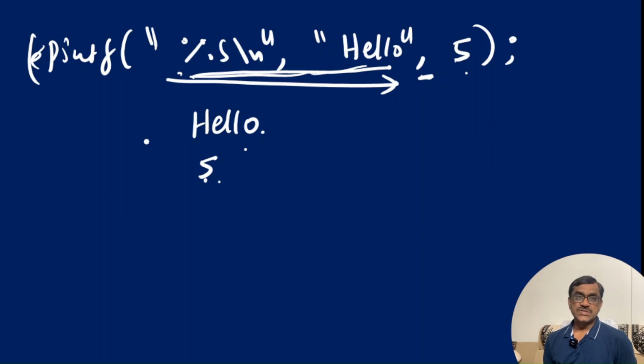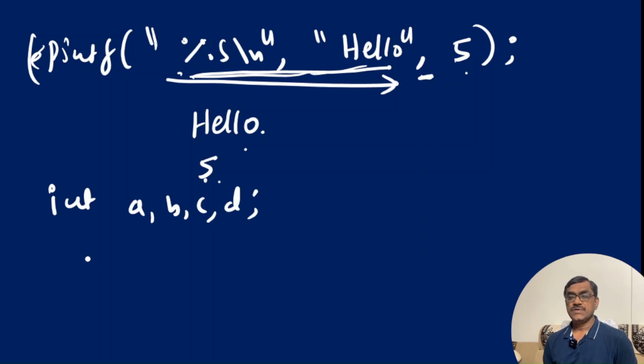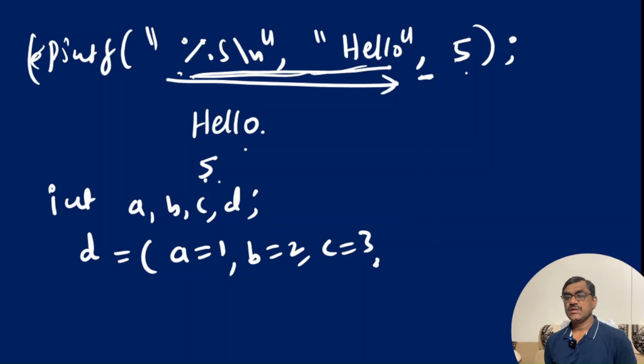So this is a simple discussion about comma operator. We will also see another example. For example, here you write int a, b, c, d. Next, what I'm writing is d = (a = 1, b = 2, c = 3, d = a + b + c). So in this case, you are going to get the d value as 6.